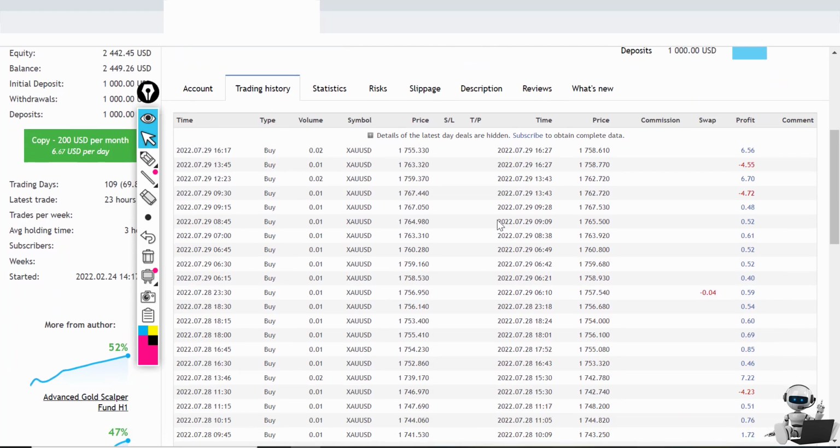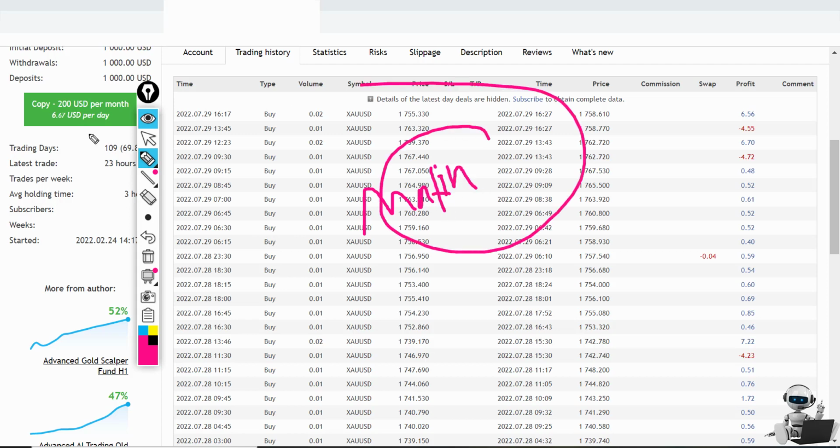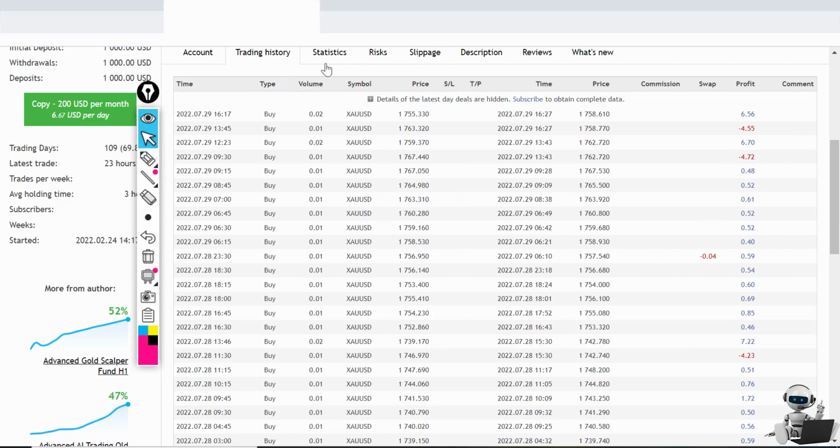In the trading history, you can see the EA claims that it does not use any martingale or grid, which is quite impressive. You can see take profit, it hit the stop loss, trailing stop loss. I believe this is why we have this low profit. So the EA is healthy, we can see.